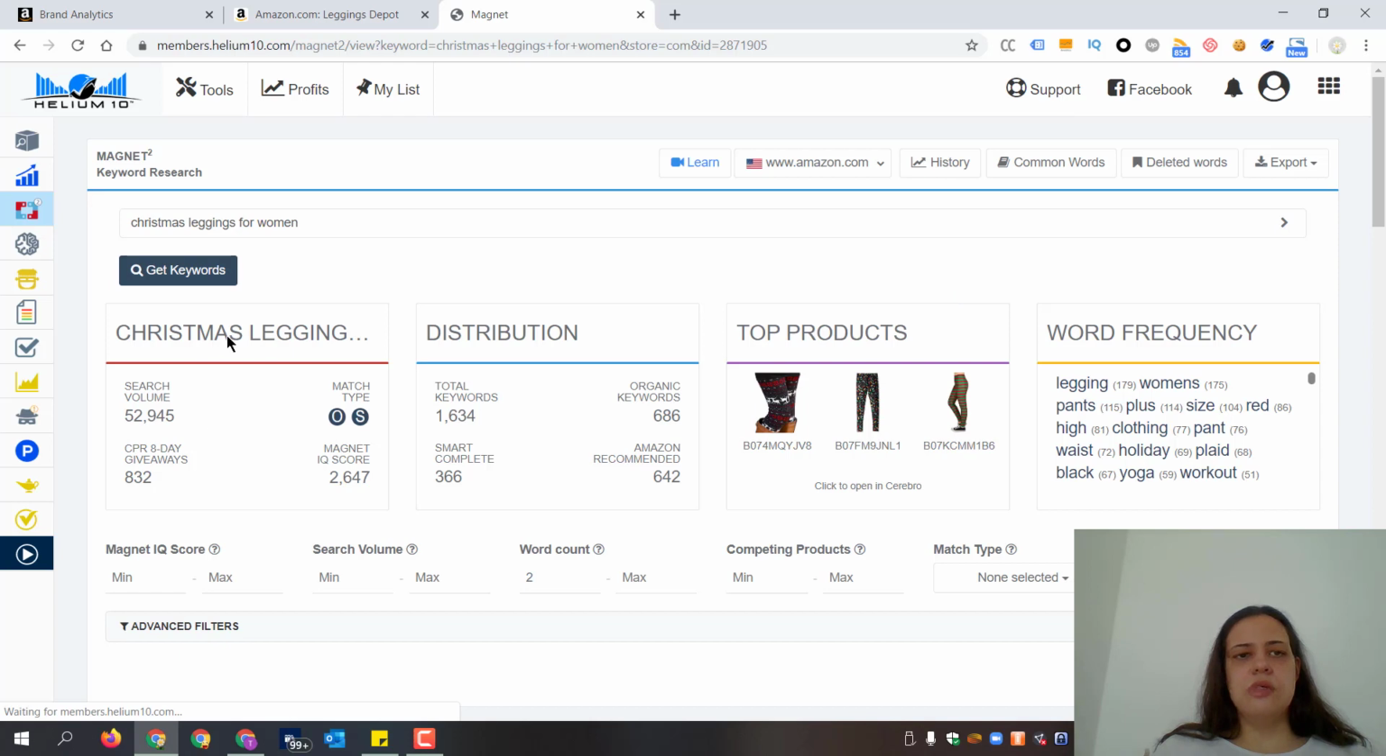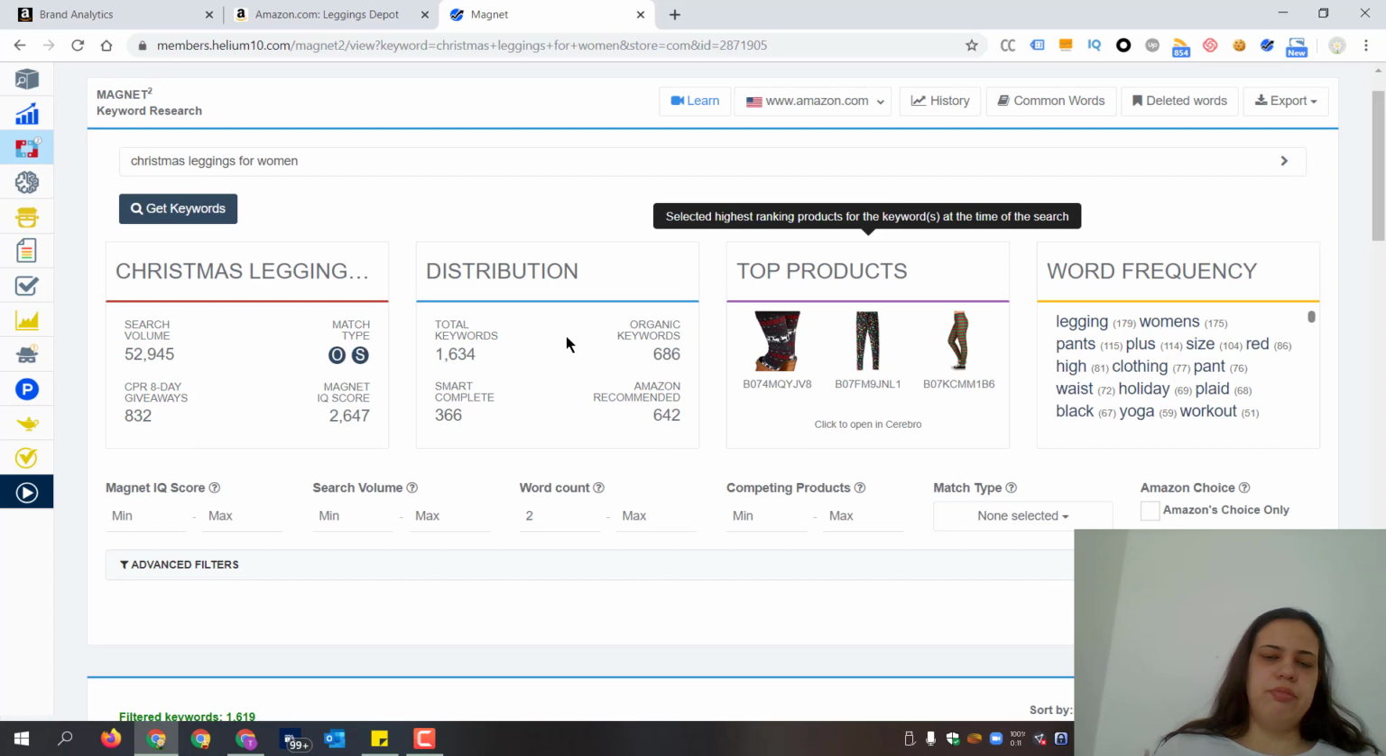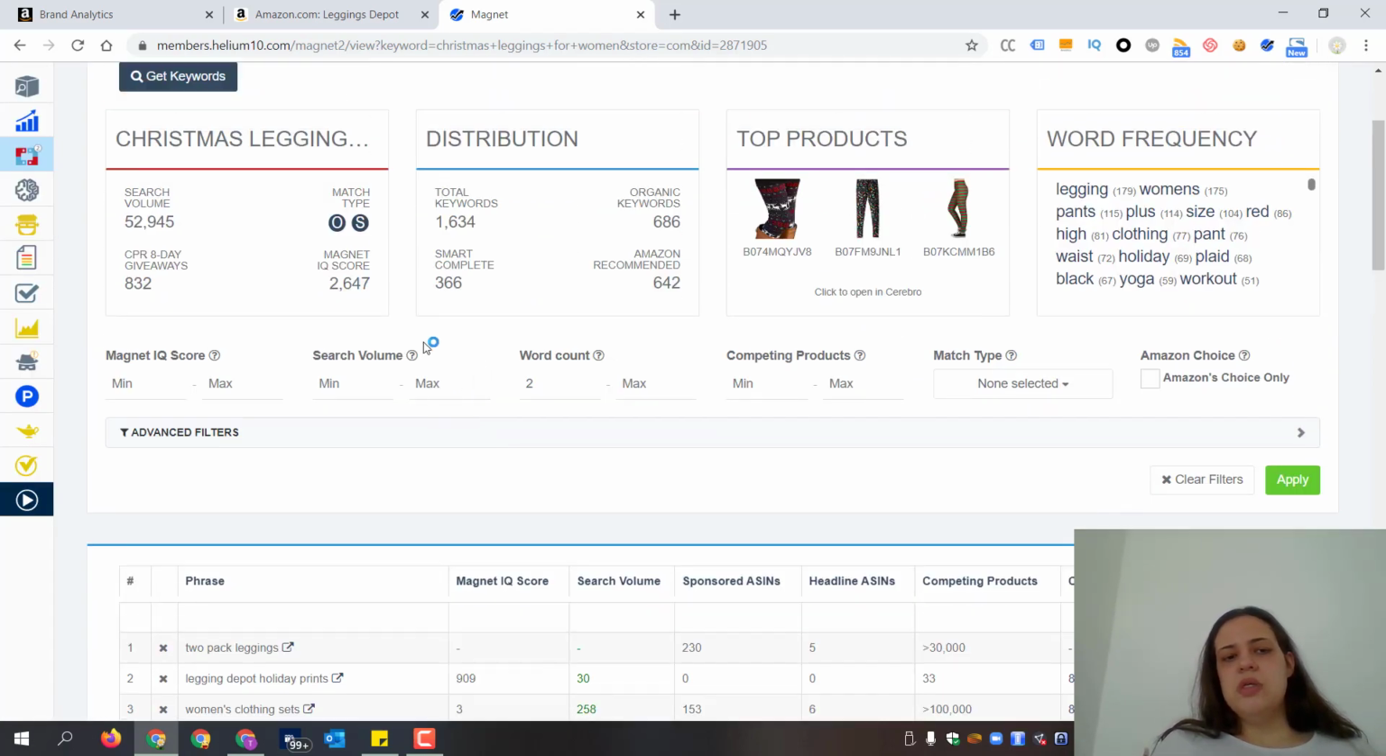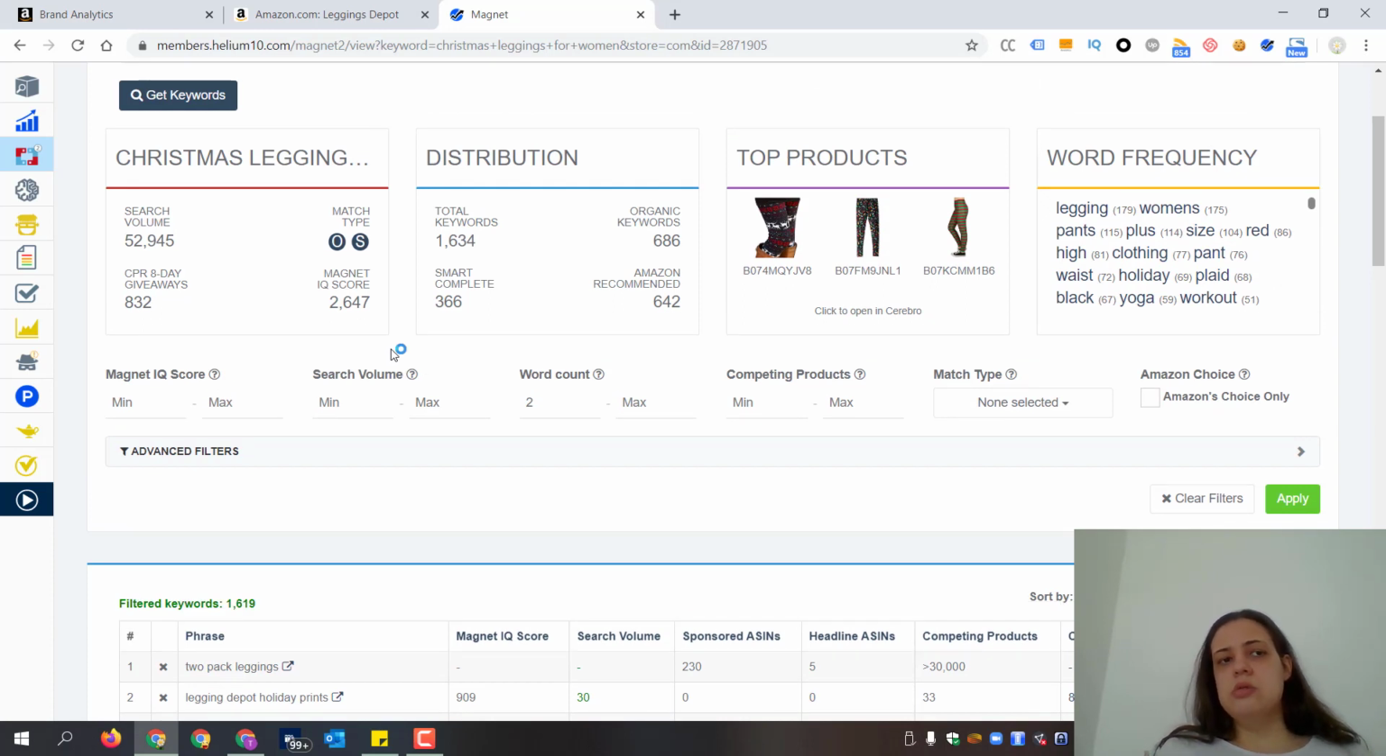And now you can see Christmas leggings, 52,000 searches per month. I'm pretty sure that this is just a seasonal search. Not a lot of people are searching for it outside of winter. So this is a piece of information that could be useful for you: every season there's around 50,000 searches for Christmas leggings. And if you start early, you can fight for that ranking in a timely manner, when you start selling them from November 1st until probably, I don't know, end of January.